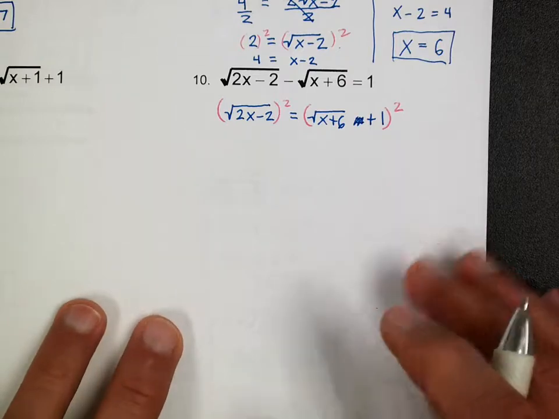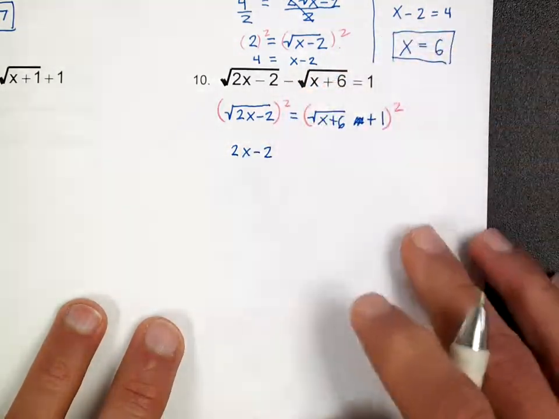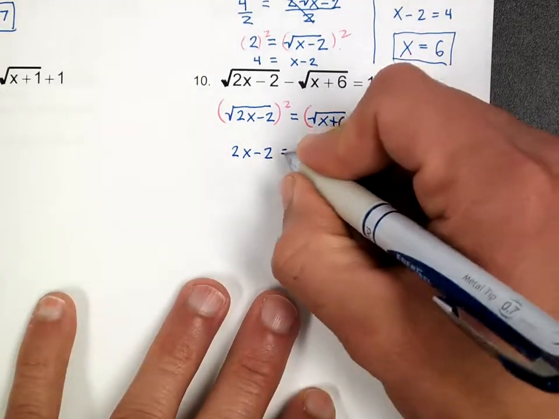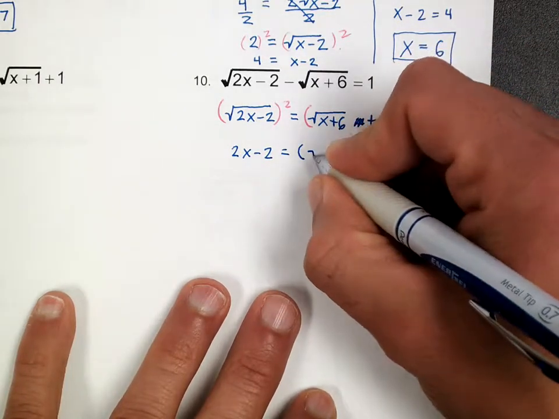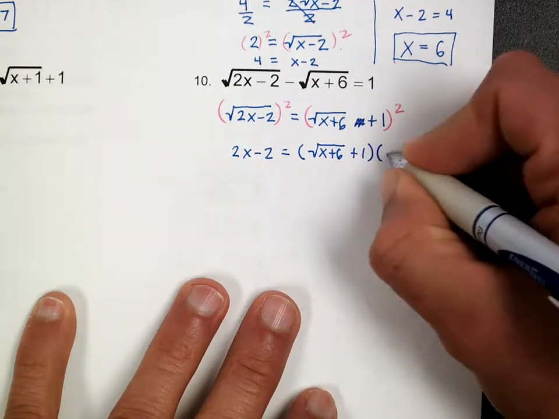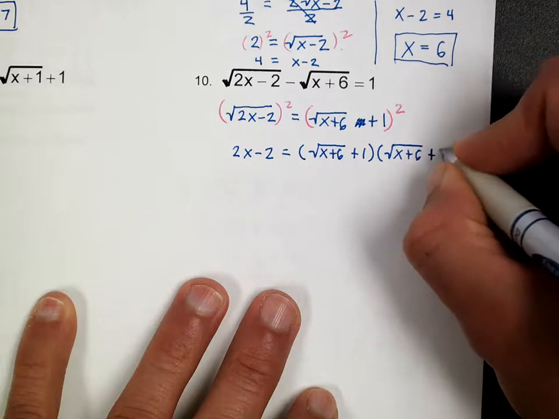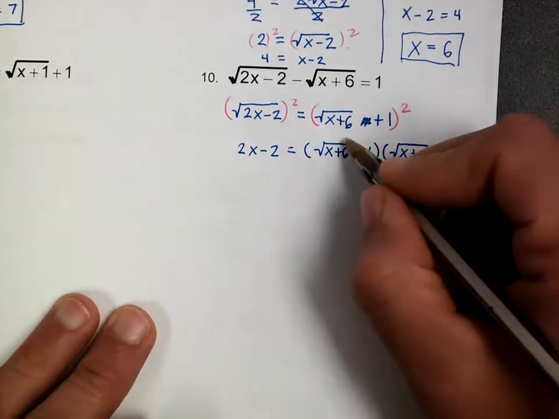Now if I square this, I'm going to have a 2x minus 2 because the radical and the square will cancel. And on this side, I'm going to have to square this. Remember, I'm going to write this again. Maybe on this one I'll take a little bit more time just to make sure we understand how I'm getting what I'm getting. This is the same thing as this. Right? If I have this squared, I have this. So I'm going to FOIL. I have this one times this one.